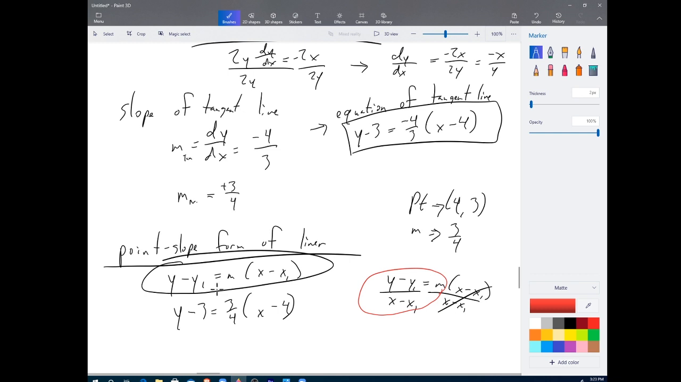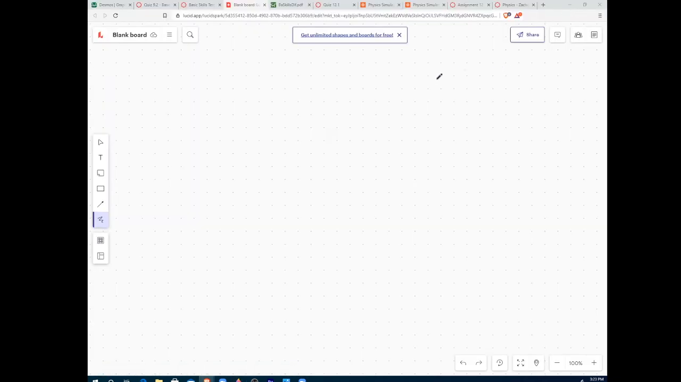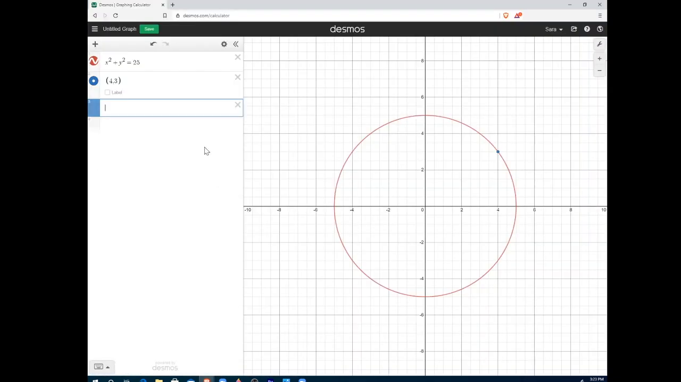Anyhow, we've got y minus 3 equals negative 4/3 times x minus 4. So y minus 3 equals negative 4/3 (x minus 4). And we can see very clearly there our tangent line. Let me write up here again, just because we forget things. So that is going to be the tangent line equation.